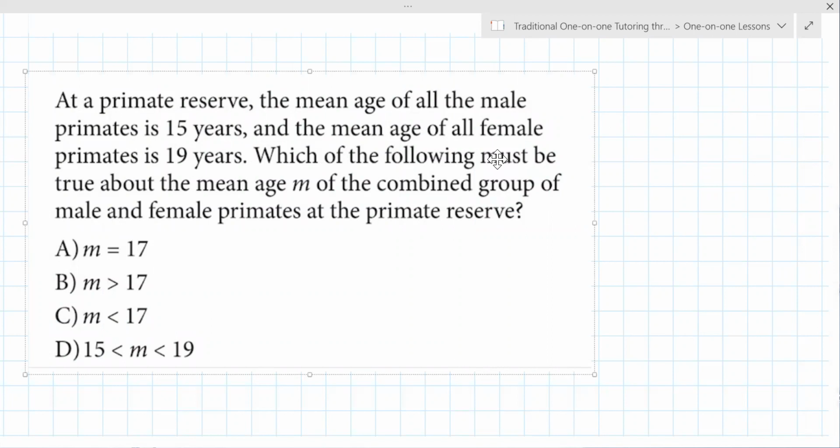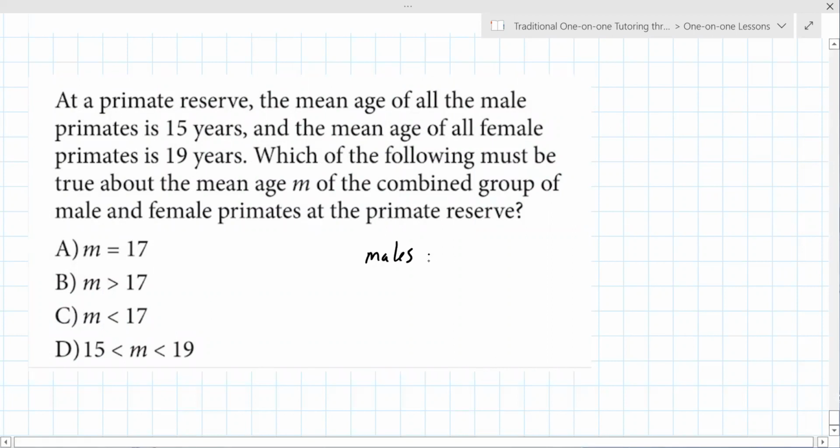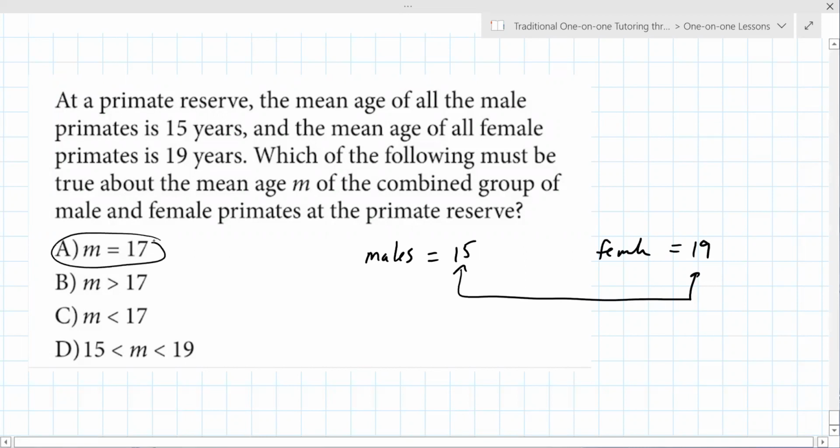Okay, so they're saying the male average is 15 and the female average is 19. But if you were to combine them, what is the most reasonable answer here? Is it that their combined average is 17? No. And you should be saying no, because if it's A, you better be questioning it. If it's not A, which one should it be?